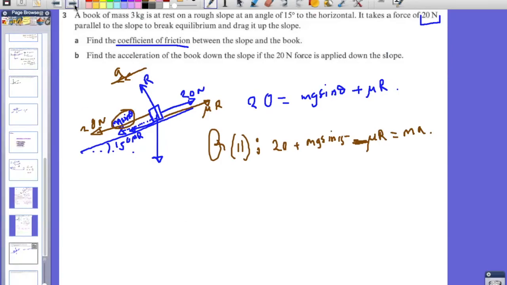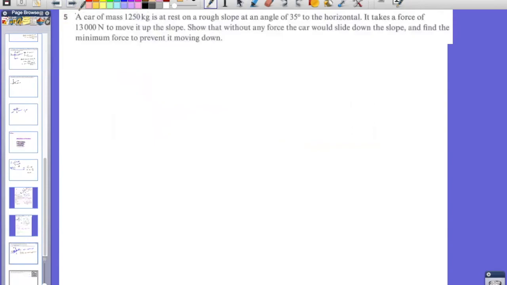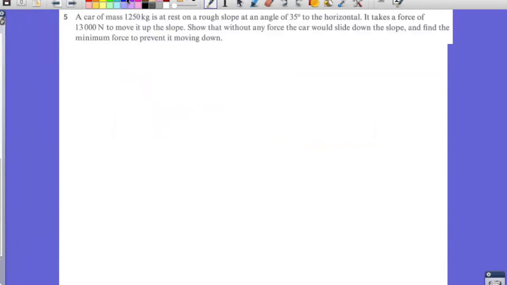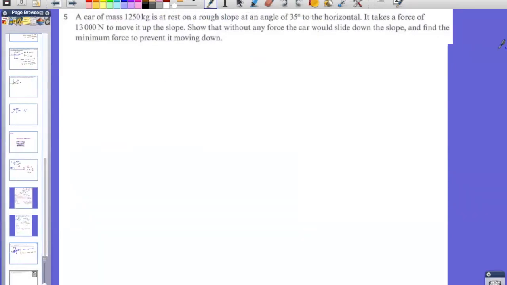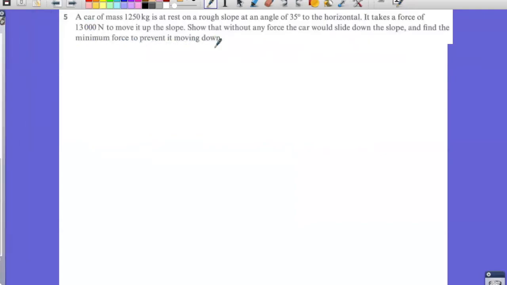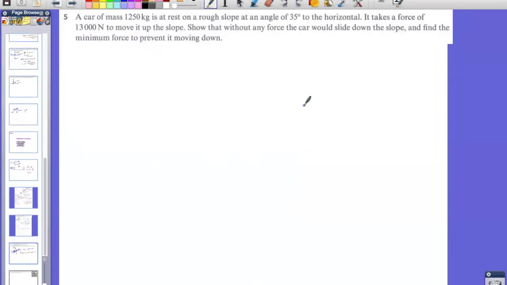I think we don't have much time left. I don't know if I can do question 5, but maybe it should be the same kind of problem. A car of mass, this, is at rest on a rough slope at an angle of 35 degrees to the horizontal. It takes a force of 13,000 newtons to move it up the slope. Show that without any force, the car would slide down the slope, and find the minimum force to prevent it moving down. Okay.